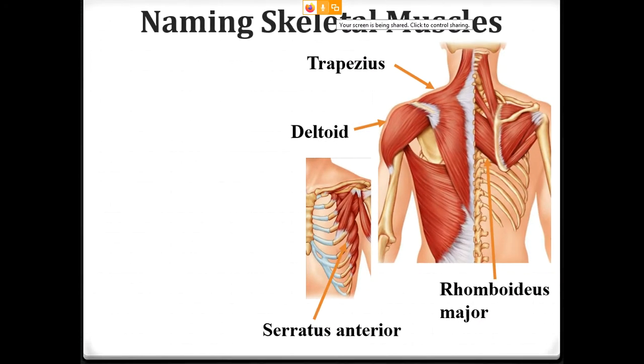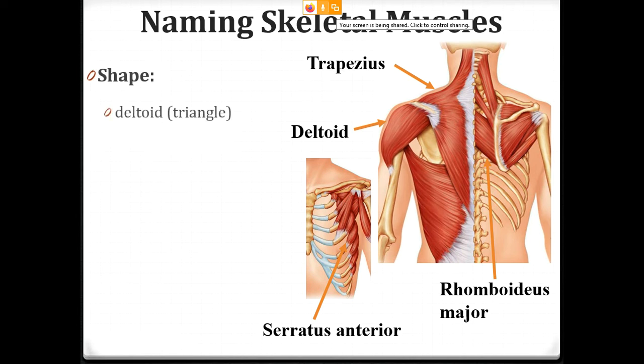Then coming to the naming of the skeletal muscles. So here, try to look at here. The trapezium, it is in the form of a trapezium shape. That's why it is called trapezius. Then we can identify serratus anterior. Serratus anterior is a muscle present in the anterior aspect of the thoracic cage, which is arising and extending posteriorly and reaches to the scapula.